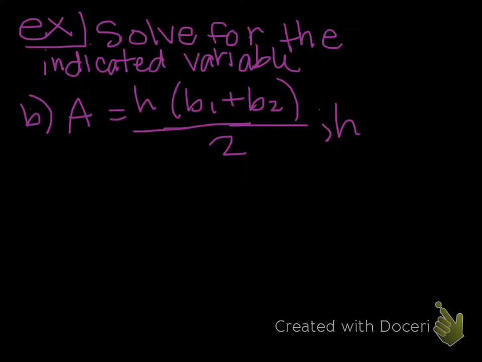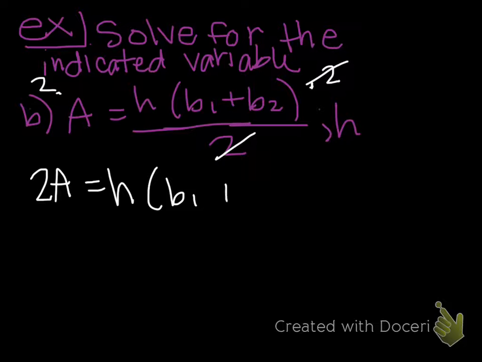Here is another equation. This is area of a trapezoid. So again, they're asking you to solve for h, which means I need to get b1, b2, and the 2 all to the other side. So my first step would be to clear the fraction, and to do that I'm going to multiply both sides by 2. That's going to cancel that 2 in the denominator of the fraction. On the left side I'm just going to have 2a.